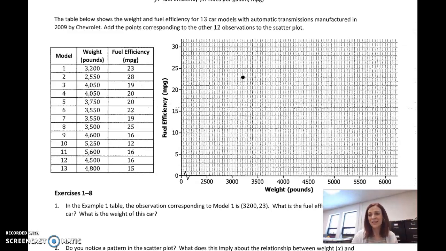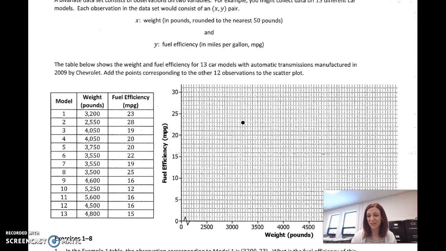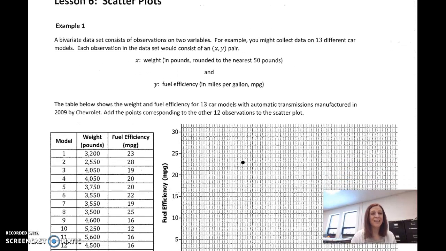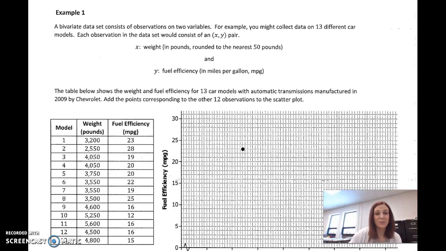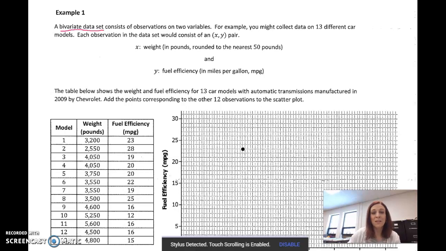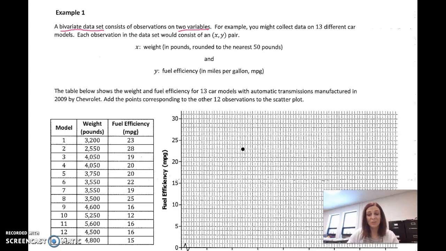All right. So basically, a scatterplot is kind of what it sounds like, right? It says a bivariate data set consists of an observation on two variables. So don't get hung up on this word bivariate data set. It means we're taking observations on two variables, like before, but this is real life data. For example, you might collect data on 13 different car models, and each observation would consist of an ordered pair. Weight is X in pounds, and Y is fuel efficiency in miles per gallon.